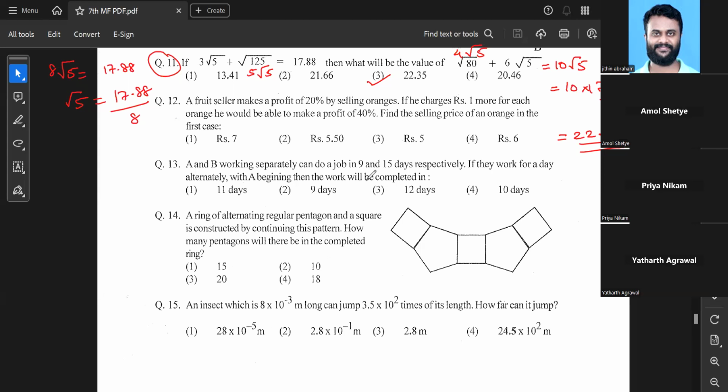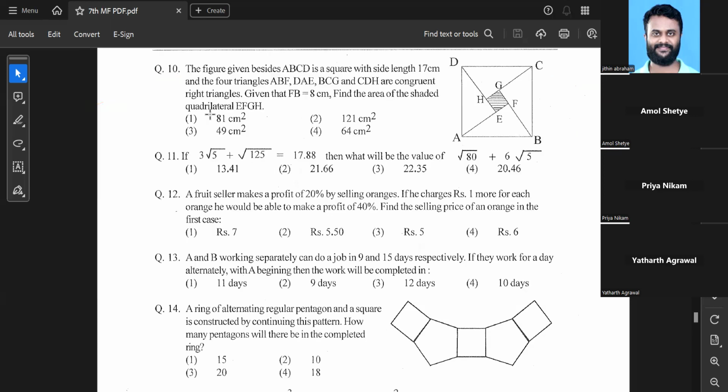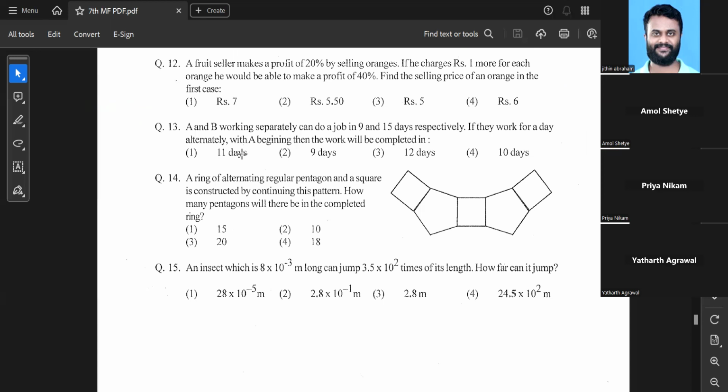Sir, can you tell the answer for question 10? Sir, I got 49. Sir, I also got 49. Yeah, 49 should be the correct answer. The next question is very easy, even the next question is manageable. Sir, can you show the solving of question 11 just for a second?